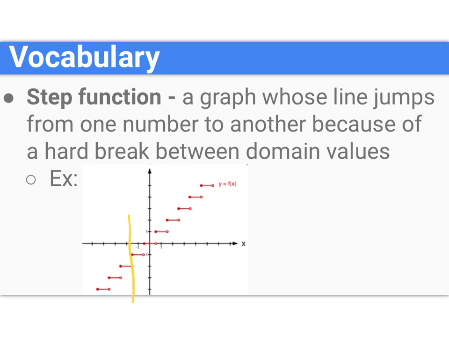If you look closely at the blue arrow, the circle is closed, is shaded in. That means the function exists at this point. If we look at the green arrow, the circle is open. The function does not exist at this point. So our vertical line technically only hits this graph in one spot.